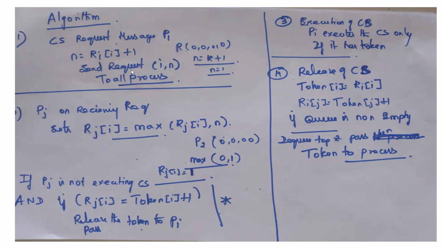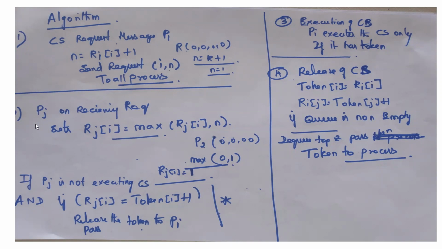So what is the request they are going to send? Say, for example, P1 wants to send a message to P2. It sends to every site because it is a broadcasting message. So from P1, the request goes to everybody, P2, P3, P4, for example. What request are they going to send? i is nothing but the site number and n is nothing but the sequence number. This message goes to all processes.